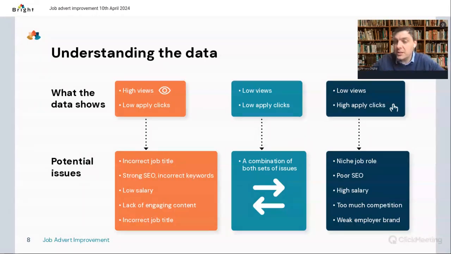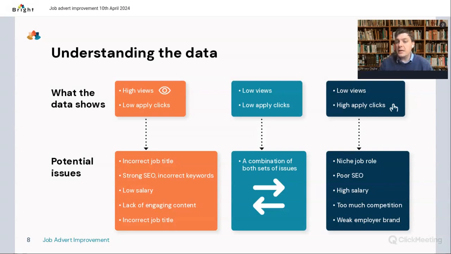There might just be a lot of competition. So the people that do view your job, they've waded through lots of adverts, and therefore you've got a good chance of converting them to an apply click, but you're getting a low number of views because people are only viewing a handful of jobs and they're not going to view 10, 20 different job adverts. So the chances are you're not necessarily being shown to the right people.